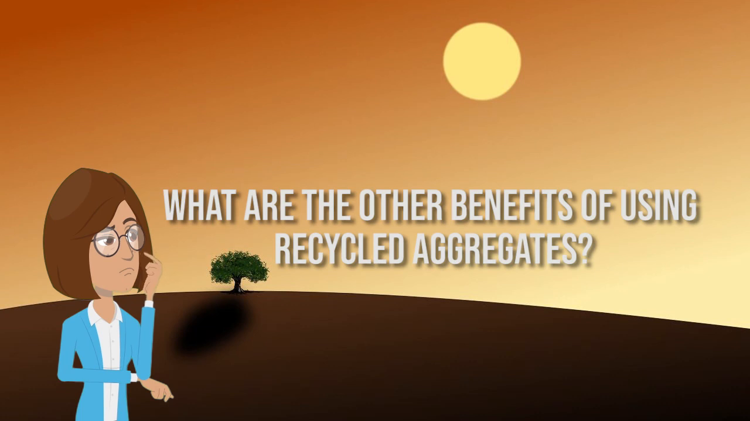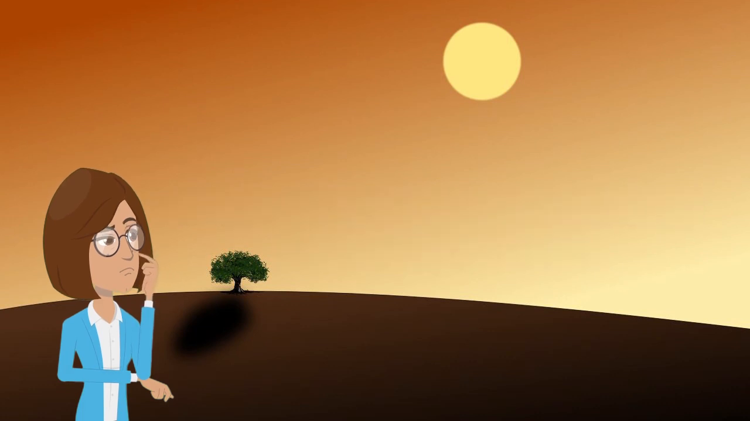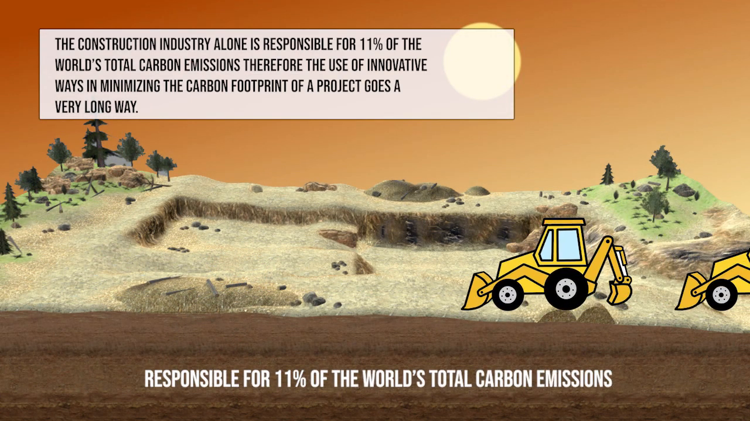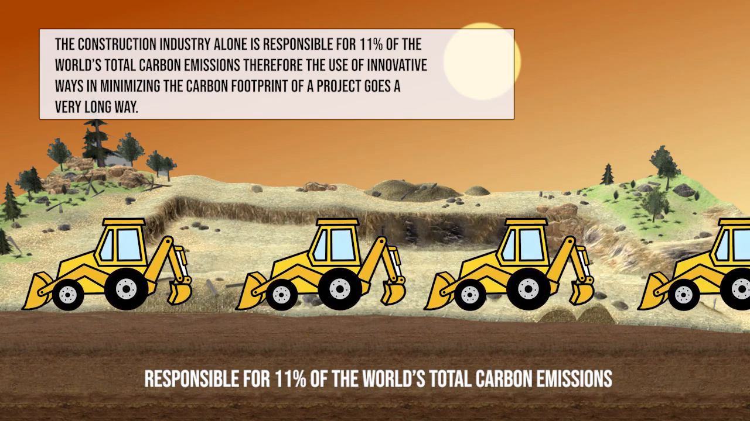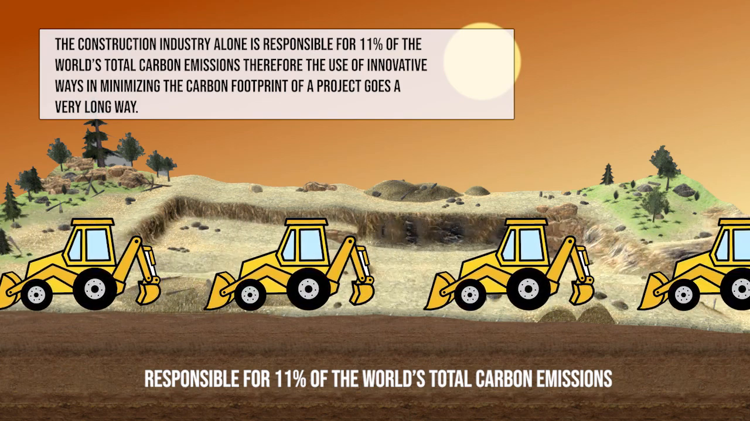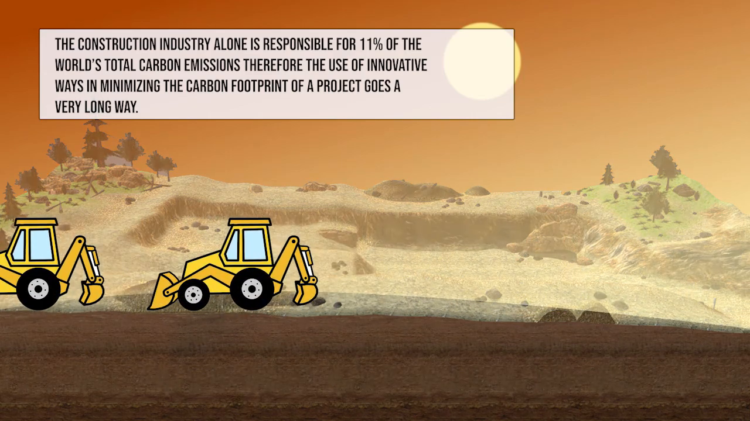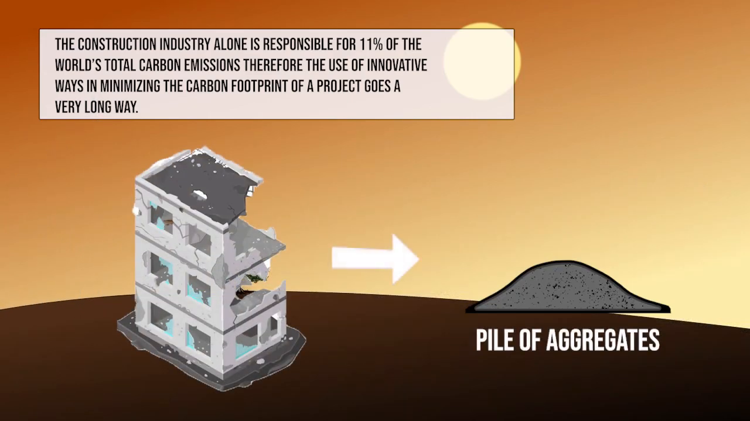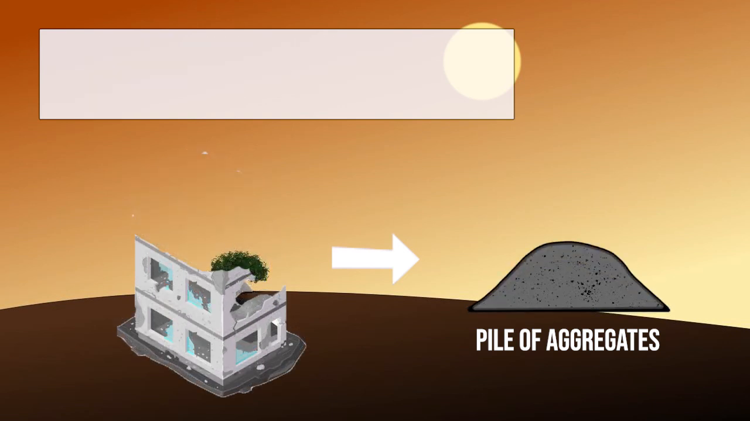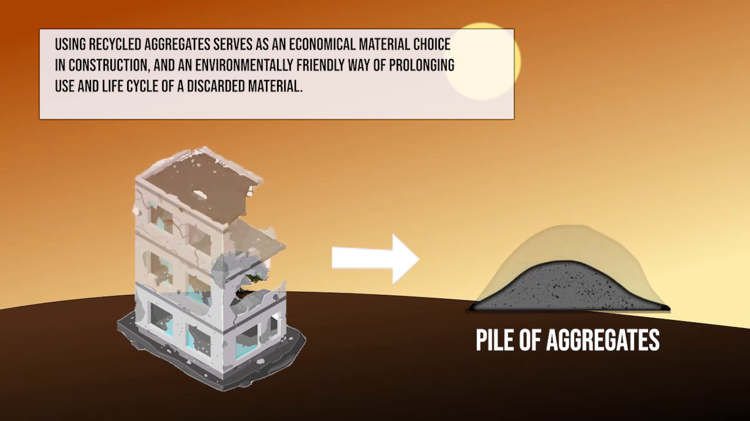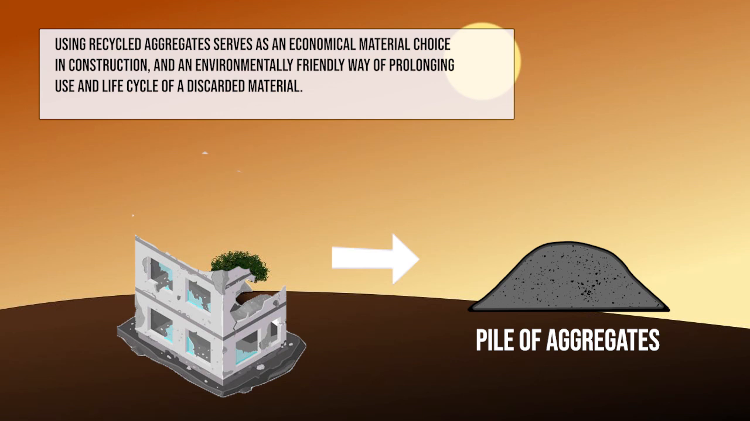What are the other benefits of using recycled aggregates? The construction industry alone is responsible for 11% of the world's total carbon emissions. Therefore, the use of innovative ways in minimizing the carbon footprint of a project goes a very long way. Using recycled aggregates serves as an economical material choice in construction and an environmentally friendly way of prolonging the use and life cycle of a discarded material.